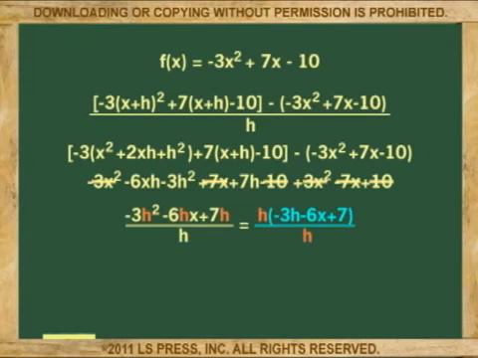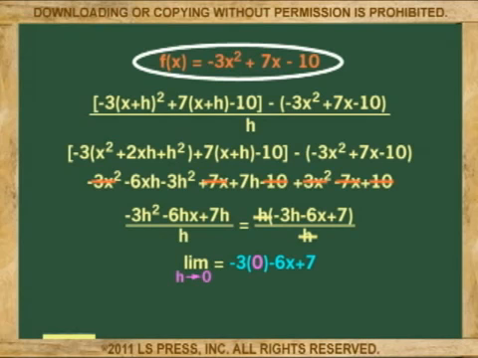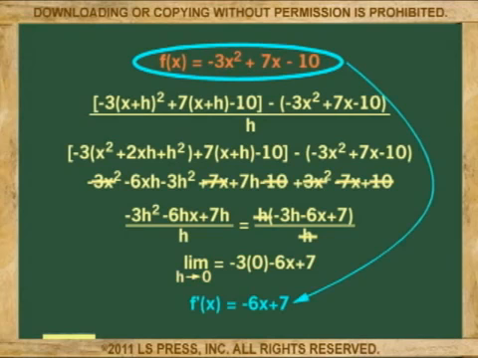We factor the common h out and cancel the h in the numerator with the h in the denominator. And finally, we simplify the derivative to negative 3h minus 6x plus 7. Like we have done in the past, we find the limit of the function as h reaches 0. And the derivative of the original function of x equals negative 3x squared plus 7x minus 10 is negative 6x plus 7.